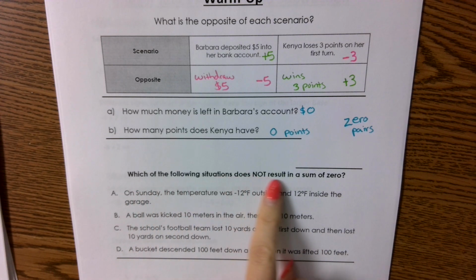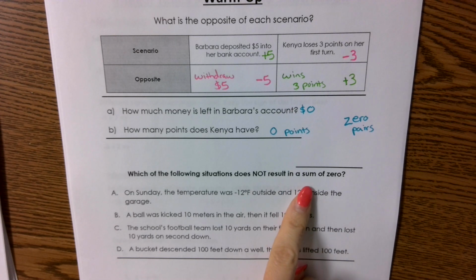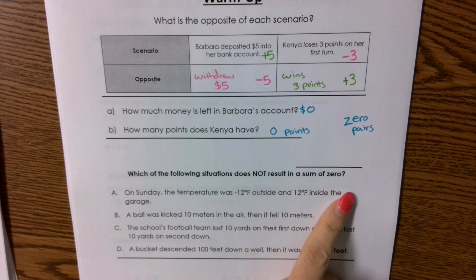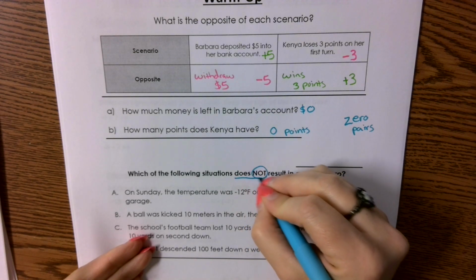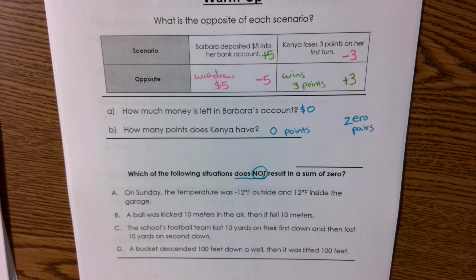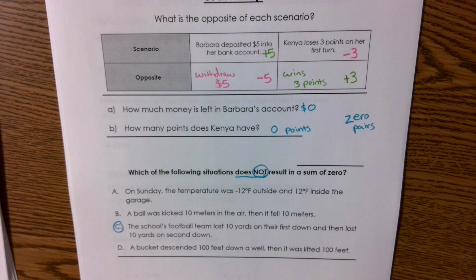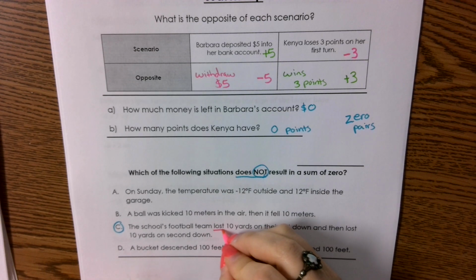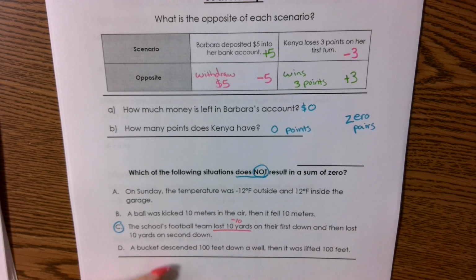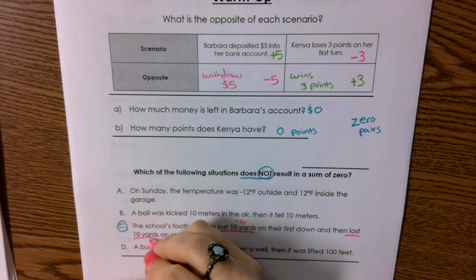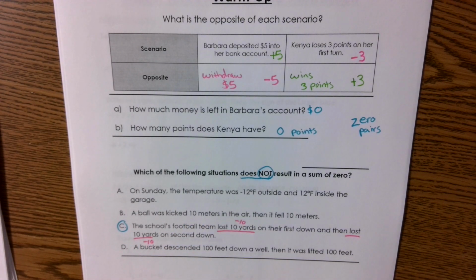So for here, which of the following situations does not result in a sum of 0? Which one would not result? So that's a key word. Does not result. Noah? C. C is not going to result in a 0 because we have a loss of 10 yards, which is a negative 10. And then they lost 10 yards again, so another negative 10. So now we have negative 10 and negative 10. That doesn't create a 0. That just creates another negative number.